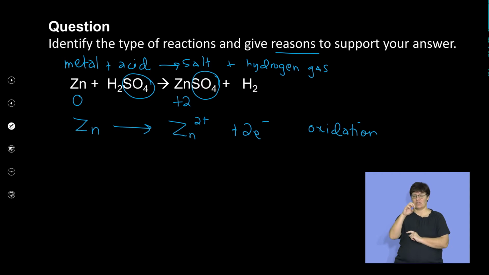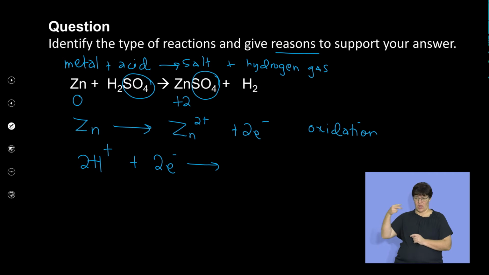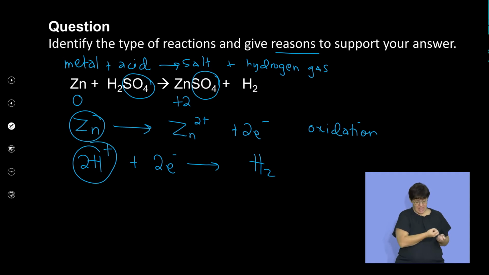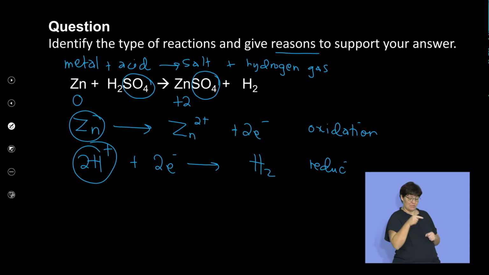We're onto something now. But if we look at hydrogen, in this case, the hydrogen is 1+, so it's 2H+, these two of them, plus 2 electrons, because the oxidation number of hydrogen in its molecular form is 0. It means these hydrogen ions gained electrons. What does that give us? It gives us H2. Now, there is a transfer of electrons from zinc to hydrogen ions, right? So this is a reduction half reaction.